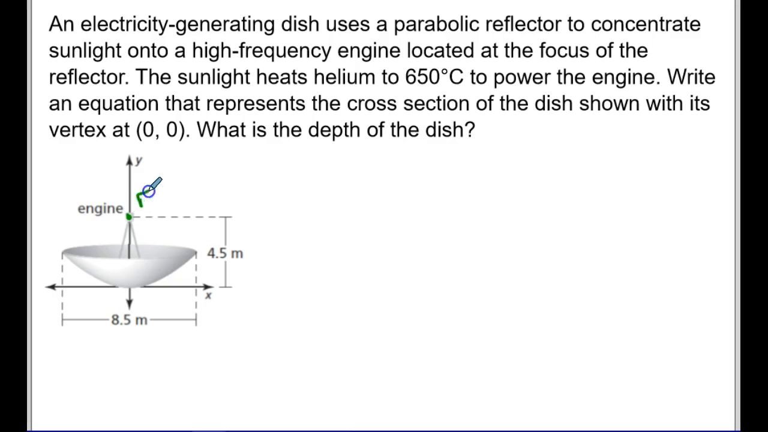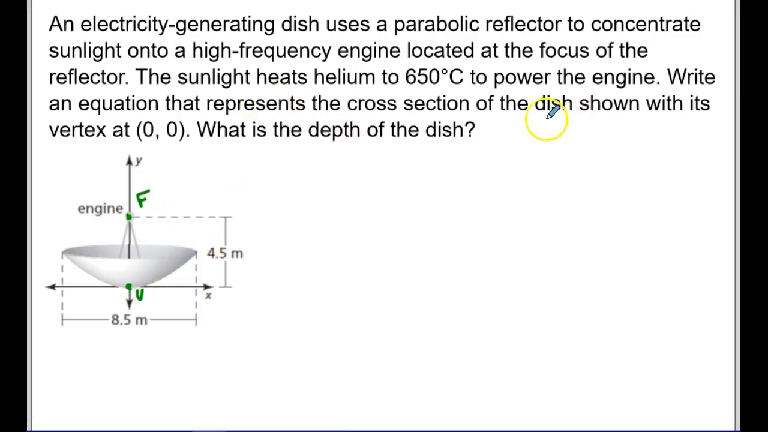So automatically I'm told that this is my focus. The sunlight heats helium to 650 degrees Celsius to power the engine. That is information that I don't really need to solve this problem. So write an equation that represents the cross-section of the dish shown with its vertex at 0, 0. So here's my vertex. And then I'm asked, what is the depth of the dish?